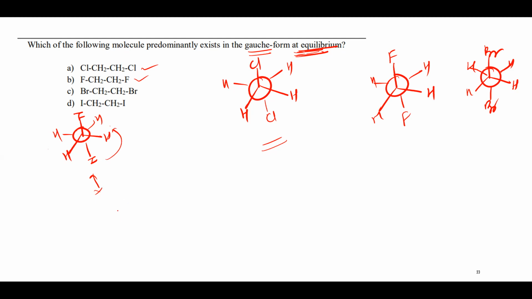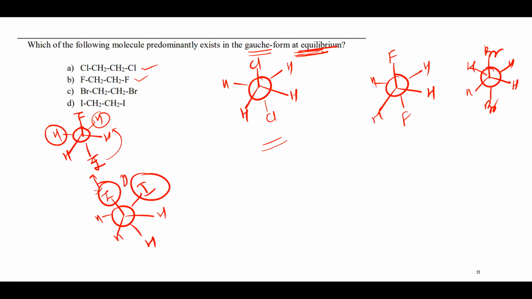So if you try to draw the structure in the butane gauche form, like iodo in the place of here or here instead of this, what will happen? Let's say here and here. So these iodo are the bulky groups, so they repel each other and the compound becomes very unstable, right? The conformation has more potential energy.